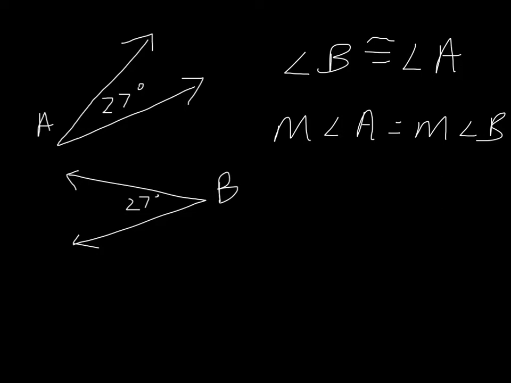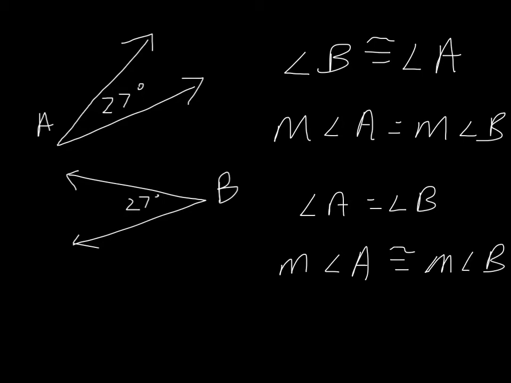However, do not tell me angle A equals angle B, and do not tell me the measure of angle A is congruent to the measure of angle B. Either of these bottom 2 statements would be incorrect. Remember, angles are congruent, their measures are equal, and don't mix those 2 things up.